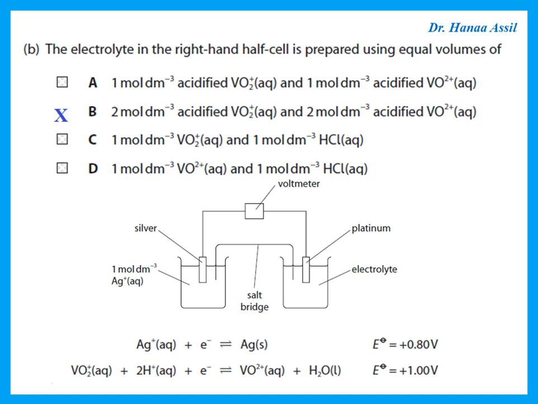So if I have 2 mole per decimeter cubed of the first one with 2 moles per decimeter cubed of the second one, these are mixed together, so that makes each of them 2 mole in 2 decimeter cubed, so the concentration is 1 mole per decimeter cubed.